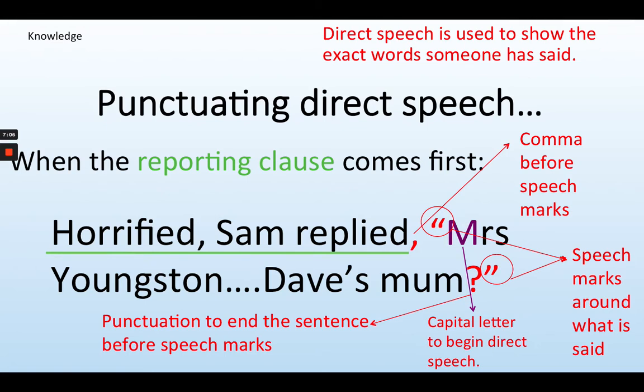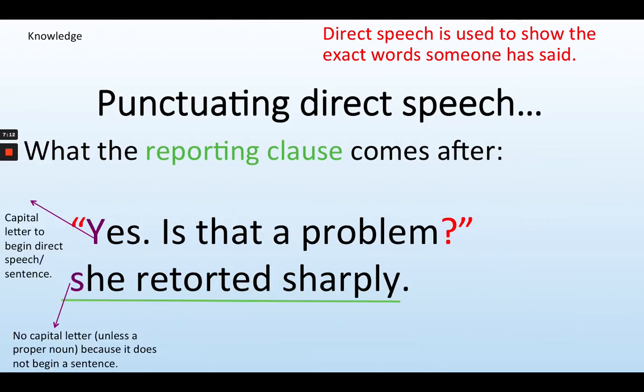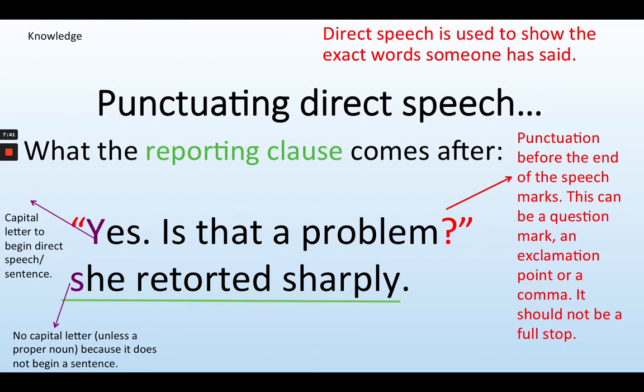Now let's look at what we do if the reporting clause comes after the direct speech. Please notice that we still use a capital letter to begin the direct speech. However, we do not need a capital letter after the inverted commas at the end because the sentence is continuing. When the reporting clause comes after, we use punctuation before the end of the speech marks. Yes, is that a problem? Question mark.